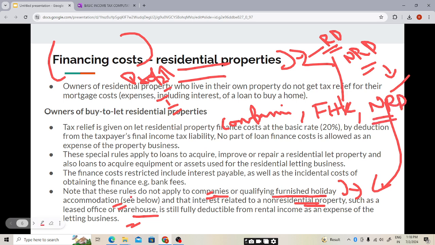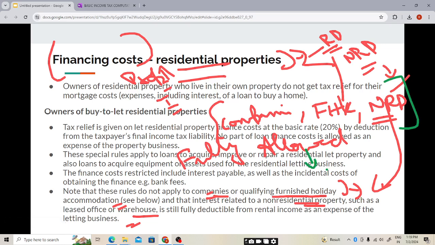Clear with this? When we come to company income, company profits, we will be studying the property income there also. In that case the finance cost will be fully allowed for companies, FHL and non-residential property. What does this mean? This means that whatever is the finance cost and the cost you have paid in order to obtain the loan will be reduced from the property income.